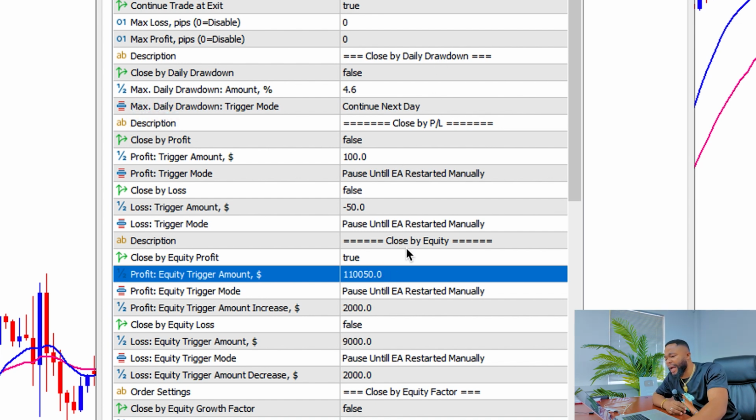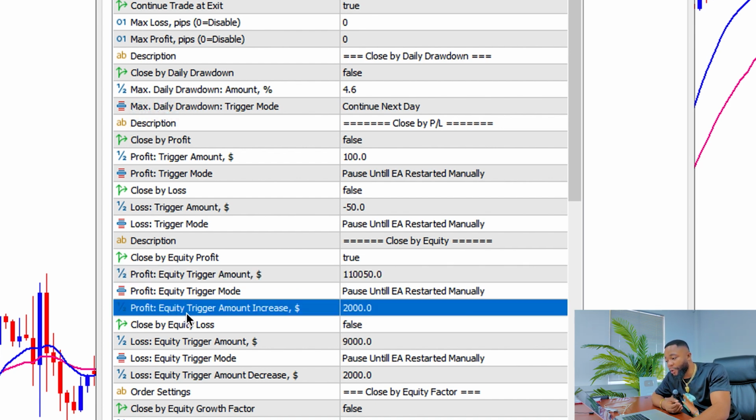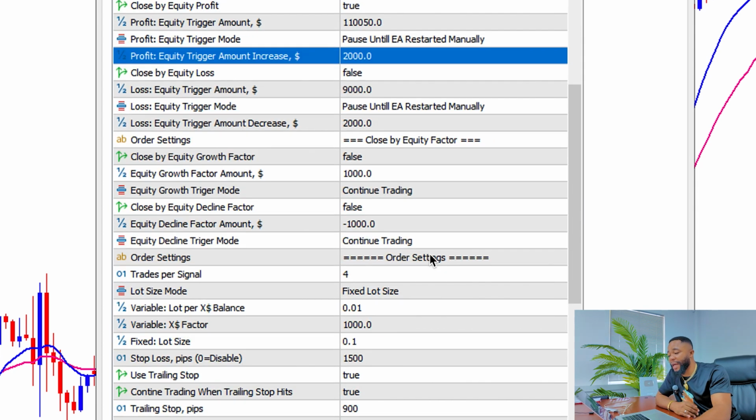The settings are too many. Maybe after hitting your target, if you're using it on your private account, you just tell the robot, okay, you can see equity triggered amount increase. You're just telling the robot that anytime my equity increases by $2,000, close and take profit and then continue trading. So now the robot is dripping. It's doing what we call dripping. If it can make $2,000, it takes your profit, then drips again, drips again. So that's another major way of managing your risk.